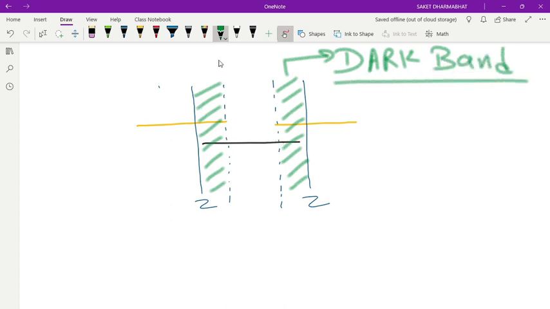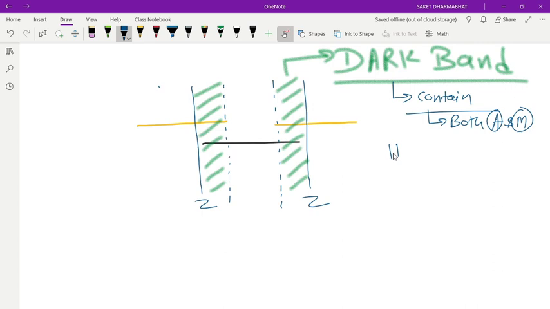That's why we will call it as what? Dark band. So now the question is asking, does the dark band contain only actin, only myosin, or both actin as well as myosin? Tell me. Both actin and myosin. Yes, both actin and myosin. That's why it is dark in color. Now this region is called as what? Edge zone. Right? Here only in the edge zone, what is present?